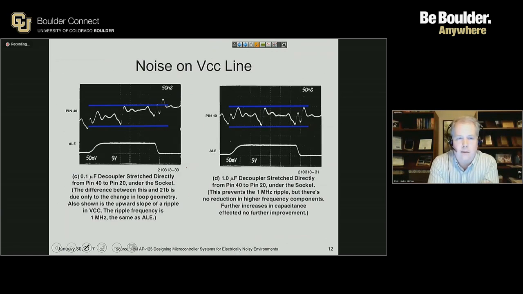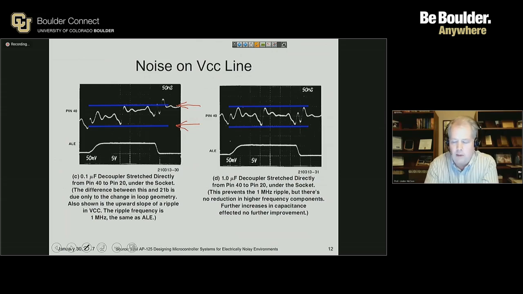I now take a look at two other experiments after this. Instead of having the 0.1 microfarad capacitor just on top of the printed circuit board, I've now taken that 0.1 microfarad decoupler and stretched it directly between the power and ground pins underneath the socket for the 8051. And as you can see, I've got some increased performance. Again, I'm tighter on my VCC rail, and it's not as much of an excursion.